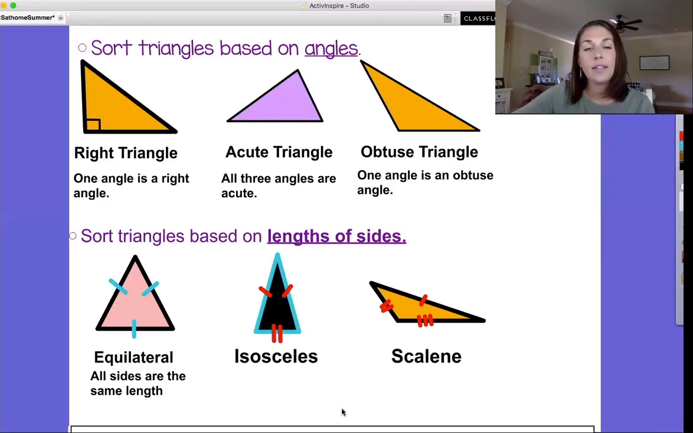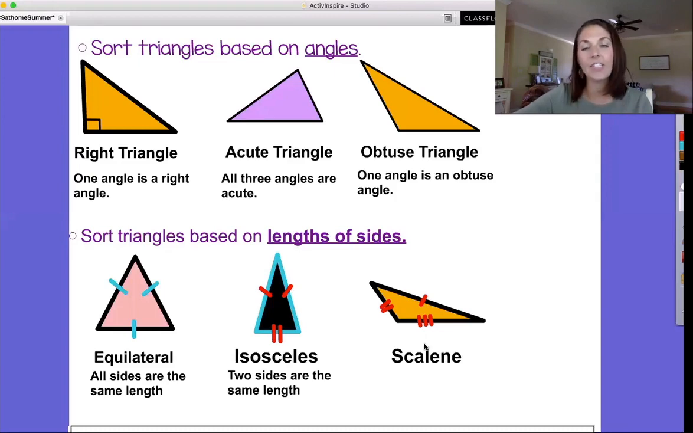The next triangle we're going to look at is isosceles. We say it like that, isosceles. If you look at the picture of an isosceles triangle, you can see that 2 of the sides are the same length, but one side is different. So the definition of an isosceles triangle is that it has 2 sides that are the same length.